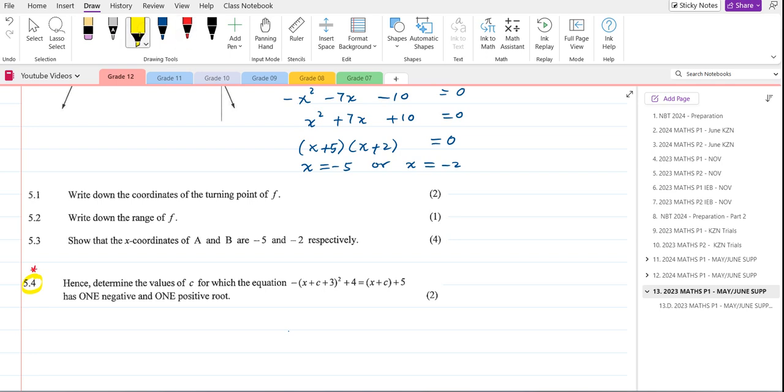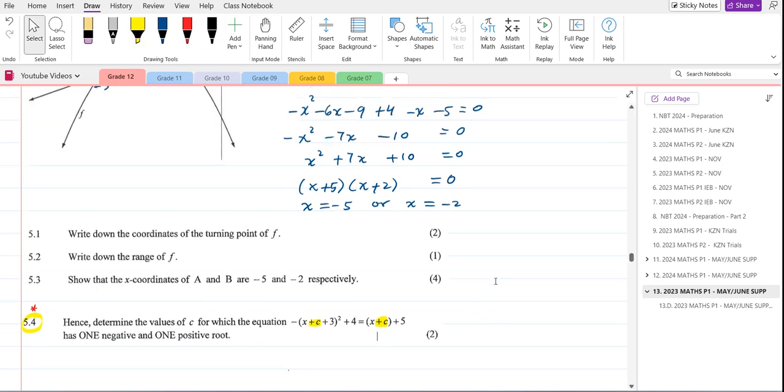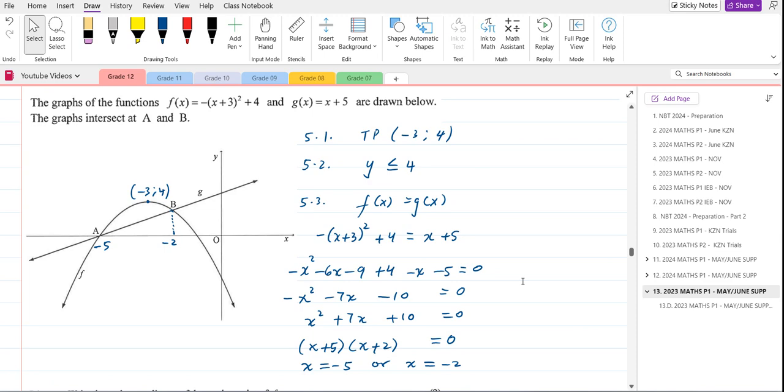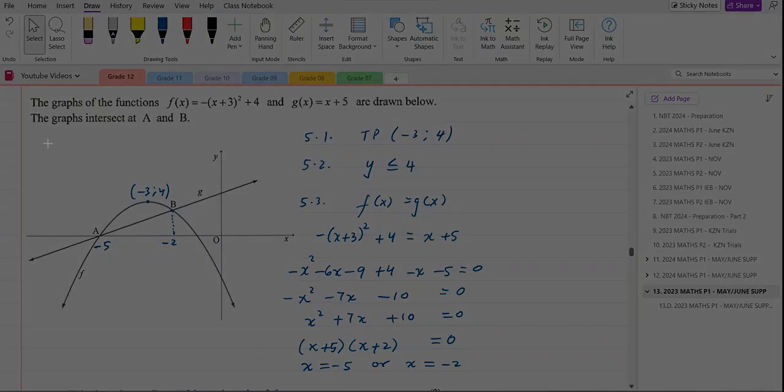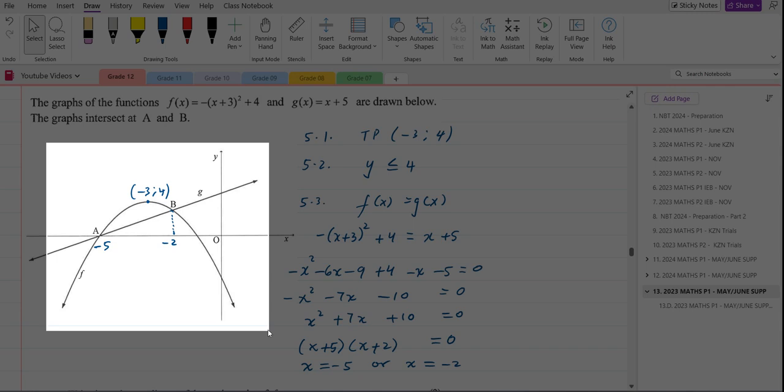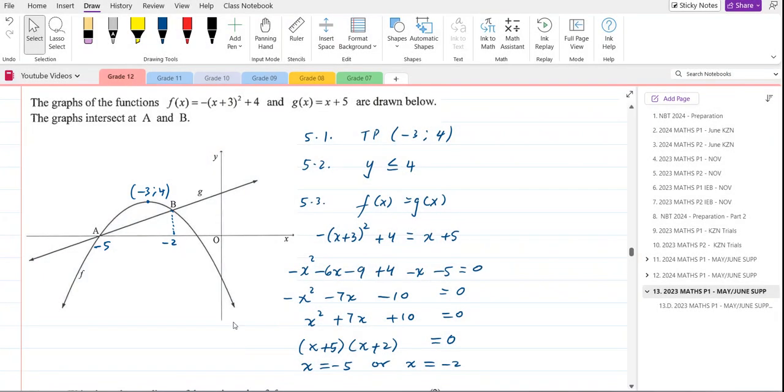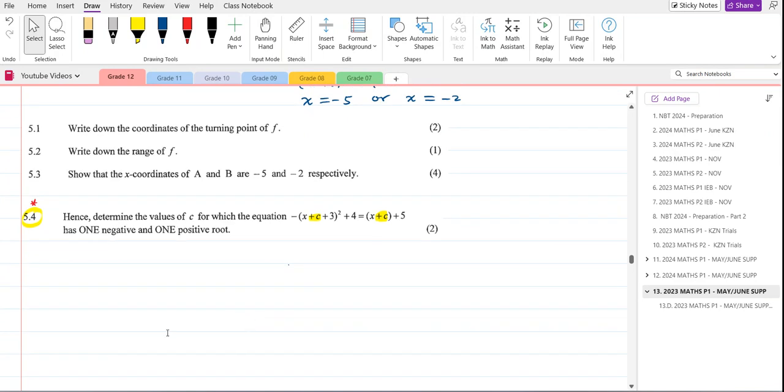So we want to find the value of C, but we know this is like a shift, a horizontal shift. We need to shift the graph horizontally. So let's have a look at this graph here, right? And see what we need to do with this graph. What should we do with this graph to solve this problem?